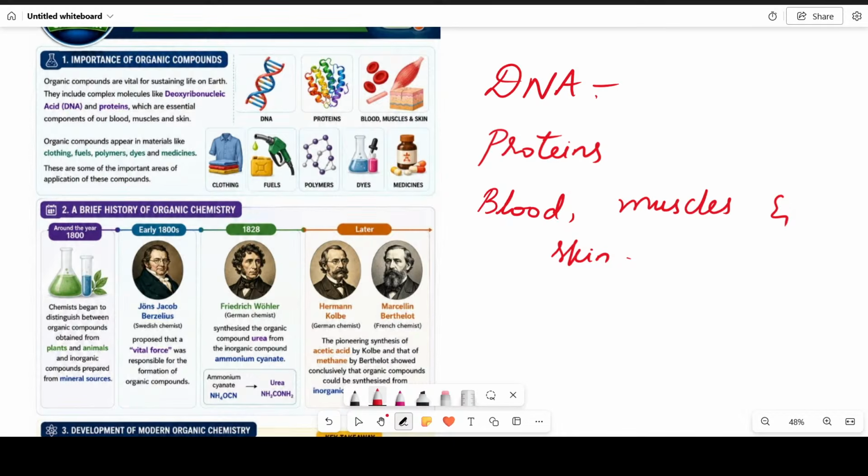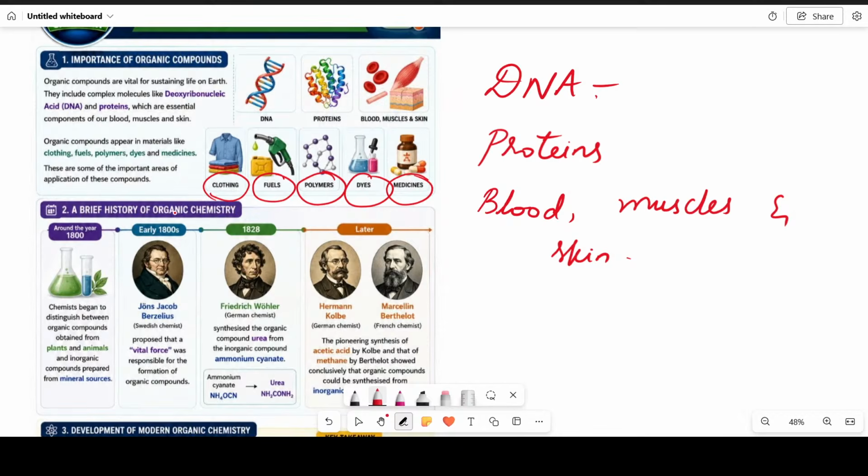So these organic compounds not just appear in living organisms, but also in materials such as clothing, fuels, polymers, dyes, and medicines. And it has a wide range of applications in various branches of chemistry. Next one.